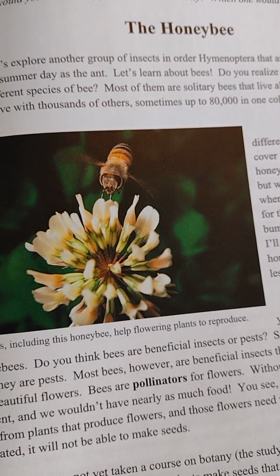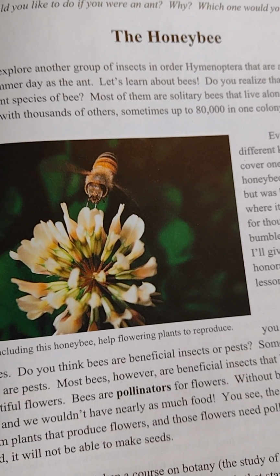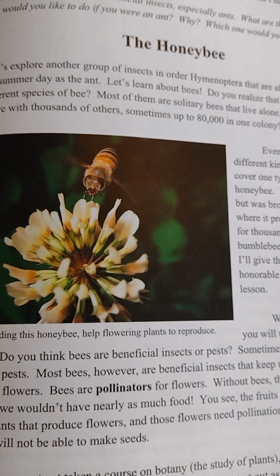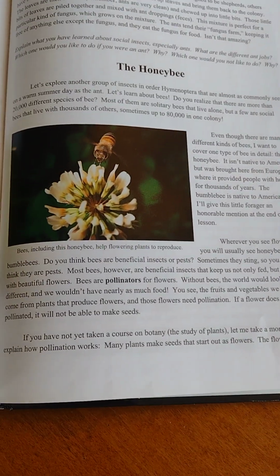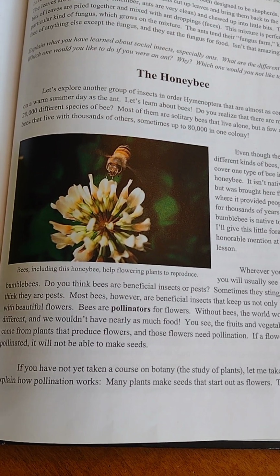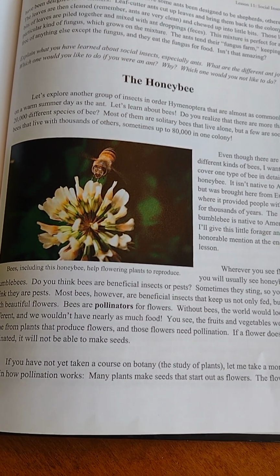In this picture, this is the honeybee helping flowers to reproduce. Remember, they spread the pollen from one flower to another on their little fuzzy legs. It helps the plants pollinate. So bees are pollinators for flowers. Without them, we wouldn't have very much food because they wouldn't be able to produce the fruit without being pollinated.